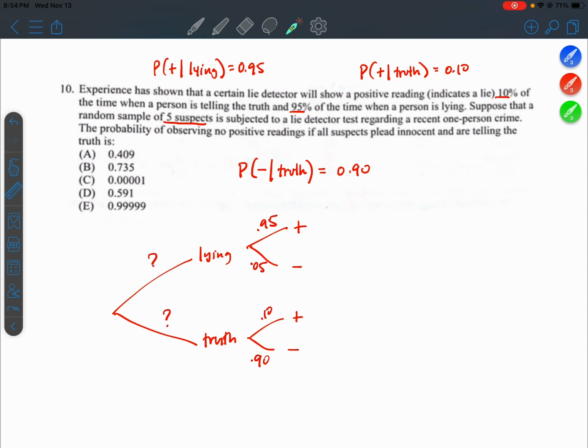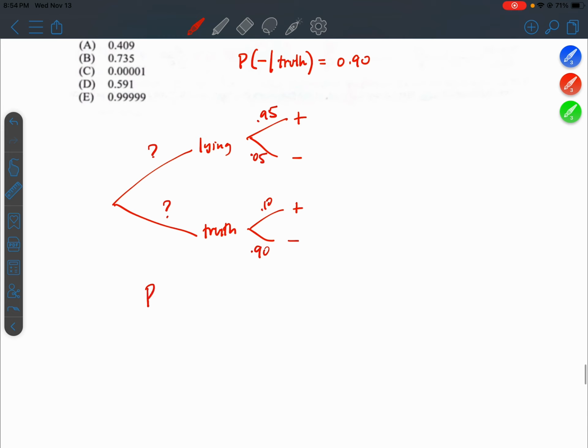Okay. So now I know that if it's one suspect, there's a 90% probability of getting a negative result, so not positive, if the person is telling the truth, but there's 5 suspects. Okay. So I need to find the probability of the first suspect having a negative result while telling the truth, and the second suspect having a negative result while telling the truth, and the third suspect, and so on and so on and so on. Until, well, only until the 5th subject.